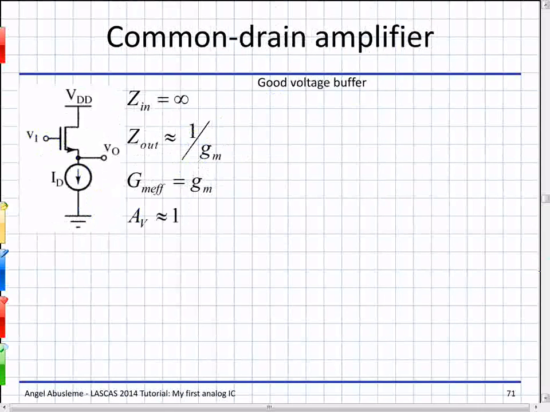Then we have the common drain amplifier, which is the opposite. It's a good voltage buffer, which takes a voltage with a very high input impedance, and it will give us pretty much the same voltage, but with a very low output impedance. In this case, 1 over GM, and I control GM by this current.